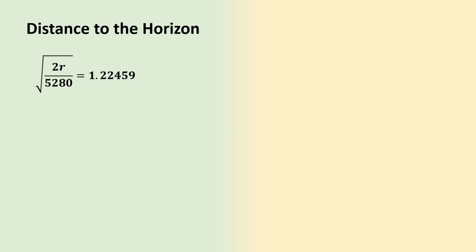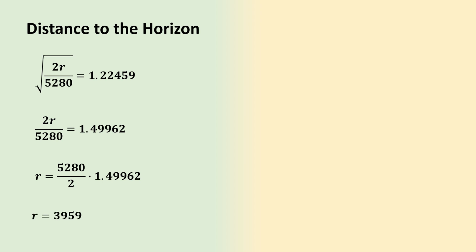So going back a few slides, we showed that when we stuck in our radius value of 3959 miles into the first term of the Black Swan formula, that's how we got that constant number of 1.22459 times the square root of the observer height in feet. Well, we can actually play around with this equation as well and express it in terms of R. So let's square both sides and then just multiply by 5280 and divide by 2. And no surprise whatsoever, it spits out the radius that we put in, which was 3959 miles.